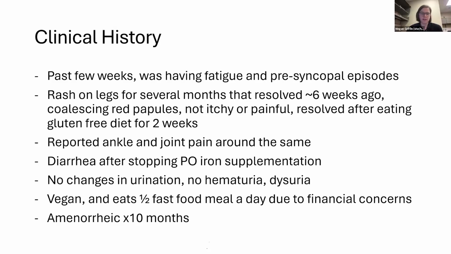She was also having some ankle and joint pain around the same time as the rash, and she was having diarrhea. Initially, she had thought it was from stopping her PO iron supplementation. She had no changes in urination, no hematuria, no dysuria. Her oral intake was interesting. She's vegan, and due to financial concerns, she was only eating half of a fast food meal every day. So she had quite poor intake. And because of this, she had actually been amenorrheic for the past 10 months.